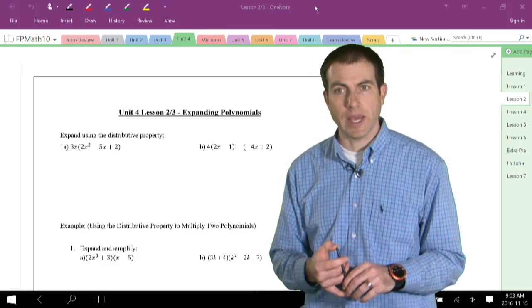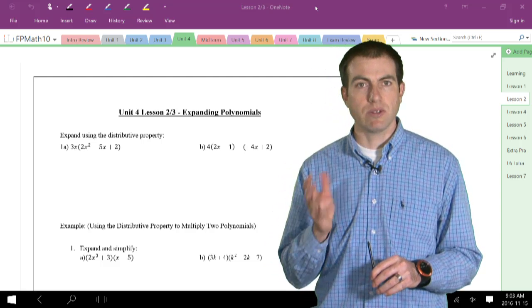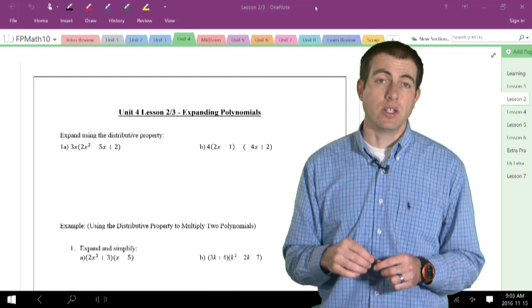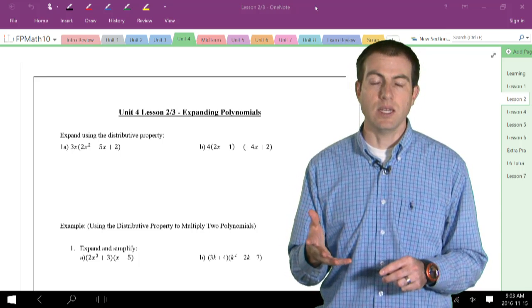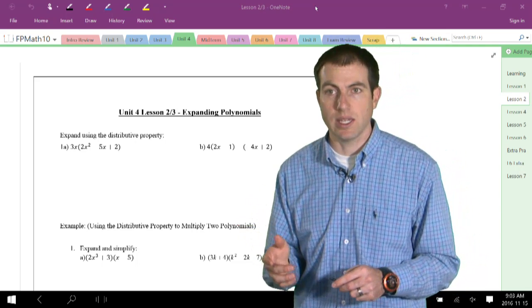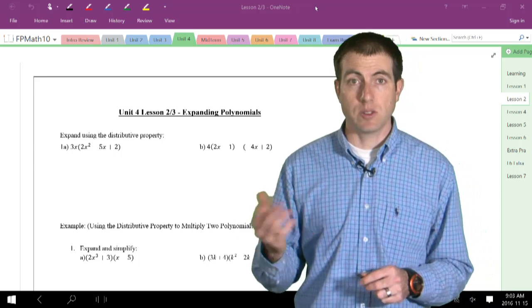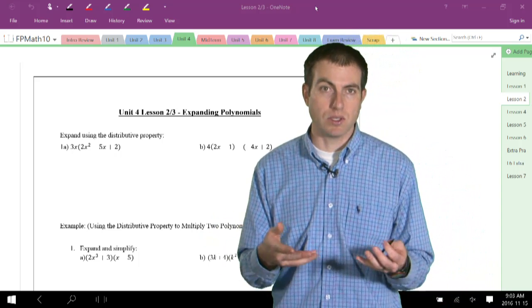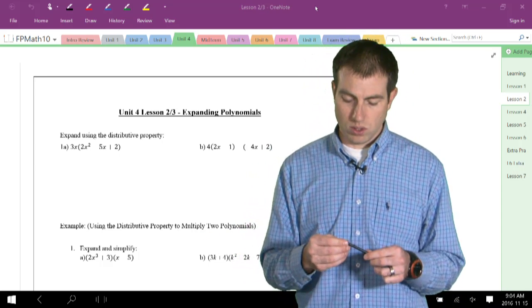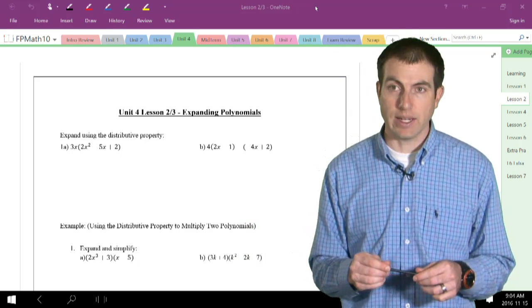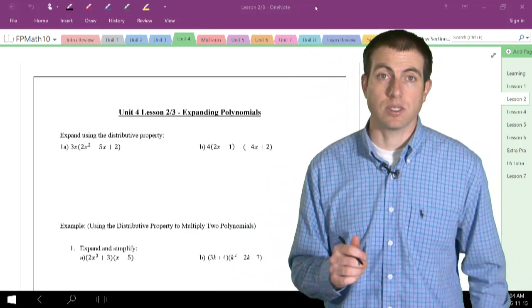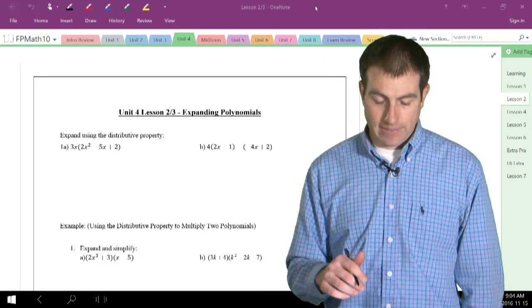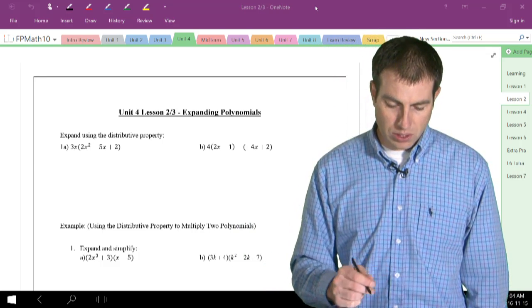So let's jump into this. This says expand, so there's going to be a couple different types of questions in this unit. You're going to see questions that say expand, and that'll be the questions we look at today. And then there'll be questions that say factor. And expanding and factoring are just opposites of one another. And we'll look at that and how that works. So for today, we're going to do expanding, because we're doing expanding polynomials. And then I believe tomorrow we start factoring.